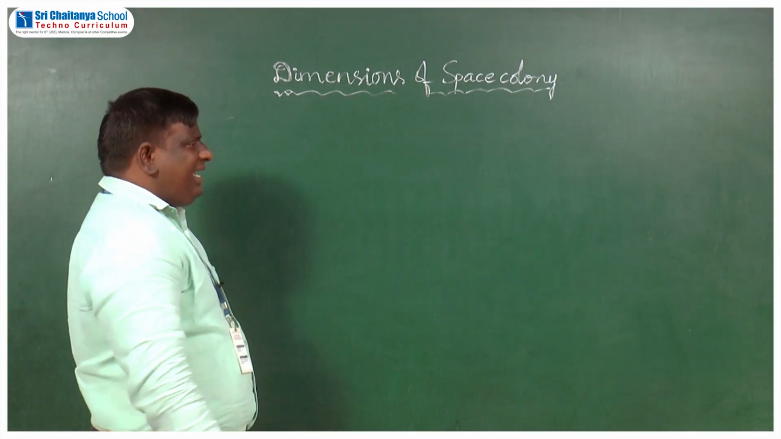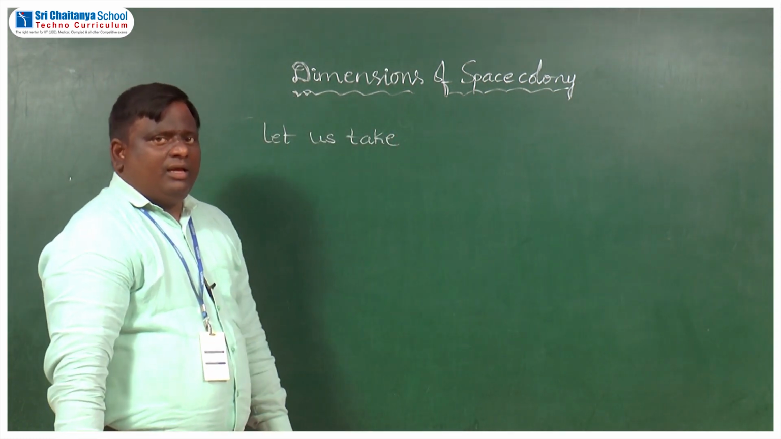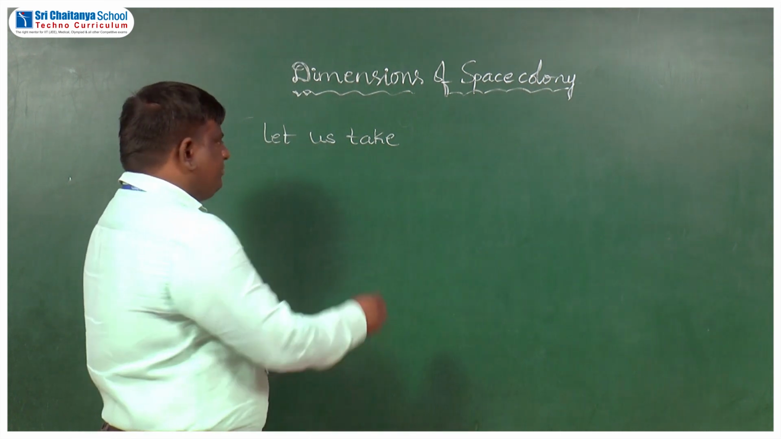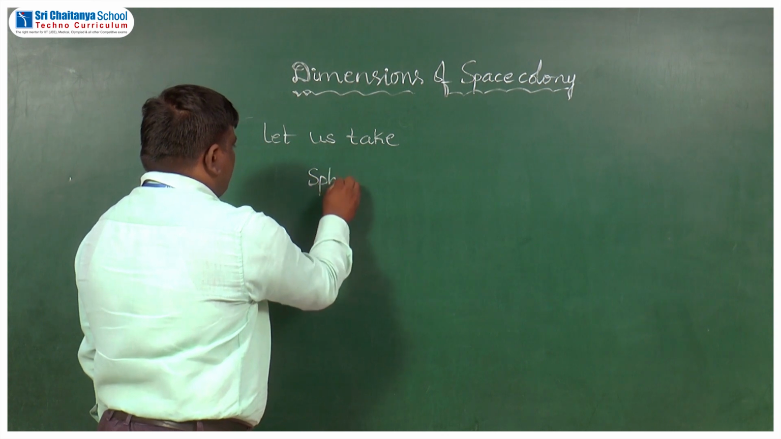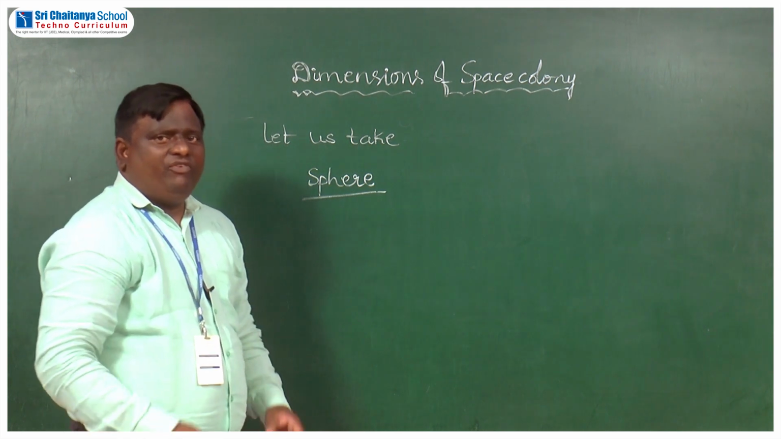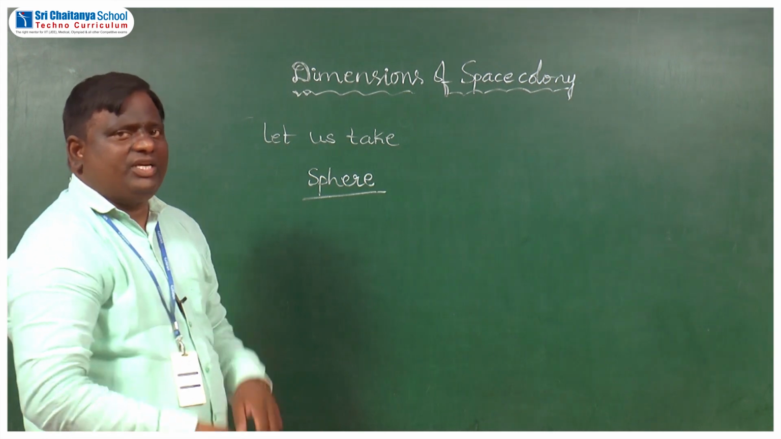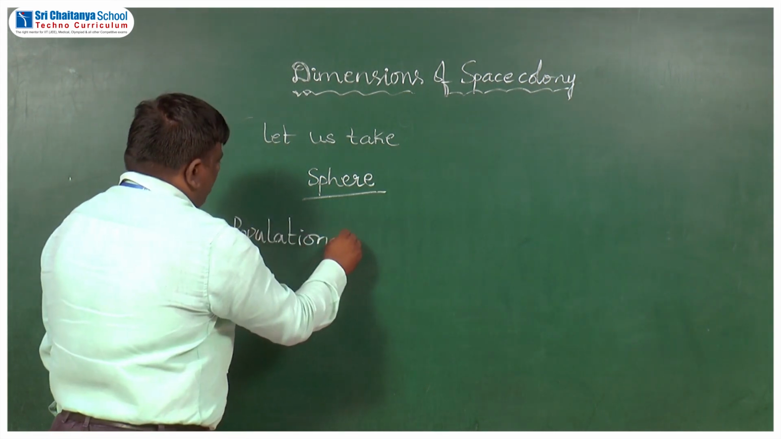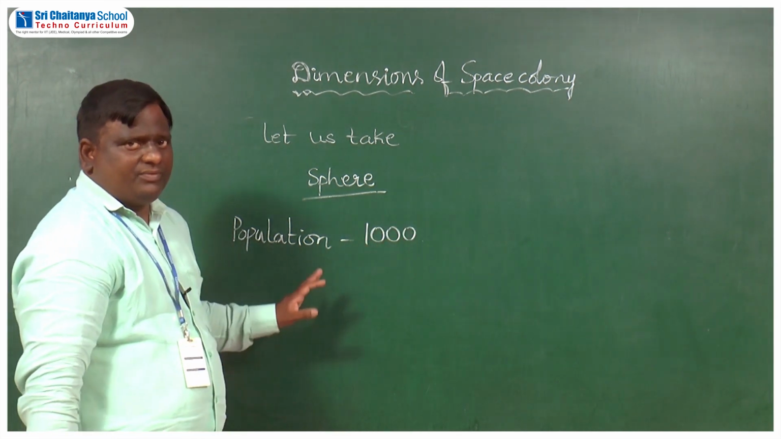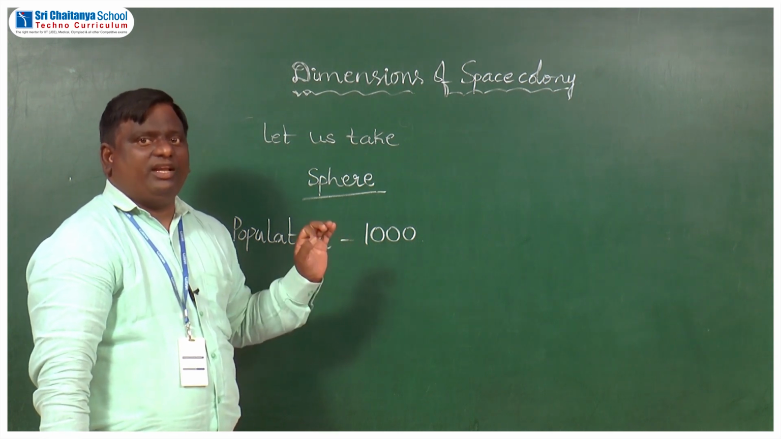So, I will take one example. Let us take a colony which is designed in a spherical shape. In this spherical shape, if you are assuming to accommodate 1,000 population, that means the population is 1,000 people. If that is the case, now we will calculate the requirements of the space colony.